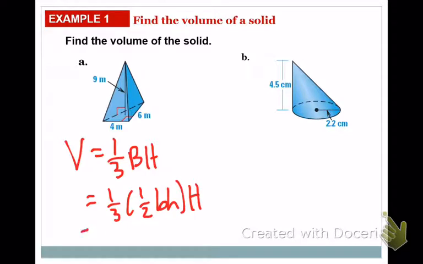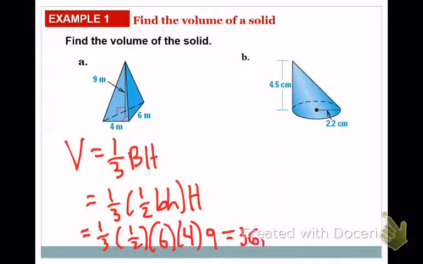So that's going to be 1/3 times 1/2 times the area of the base. So that'd be 6 times 9 times the height is 9. So 4 times 9 equals 36 meters cubed.